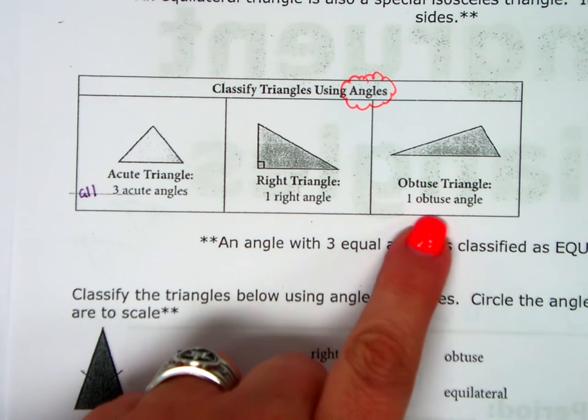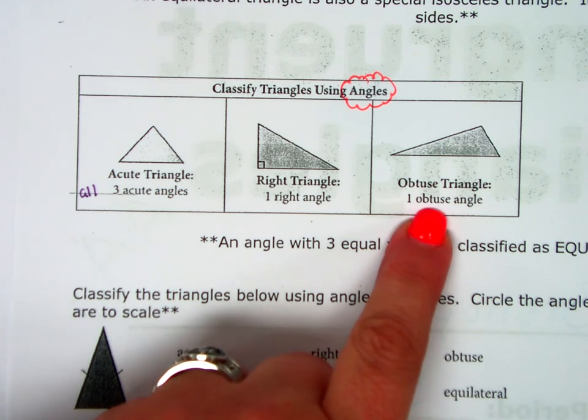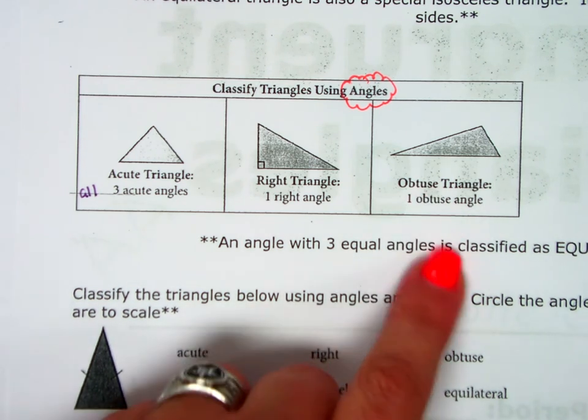Similarly to the right triangle is the obtuse triangle, you just need one obtuse angle. Okay? The other two can be right or can be acute. You only need one obtuse angle and then you call it an obtuse triangle.